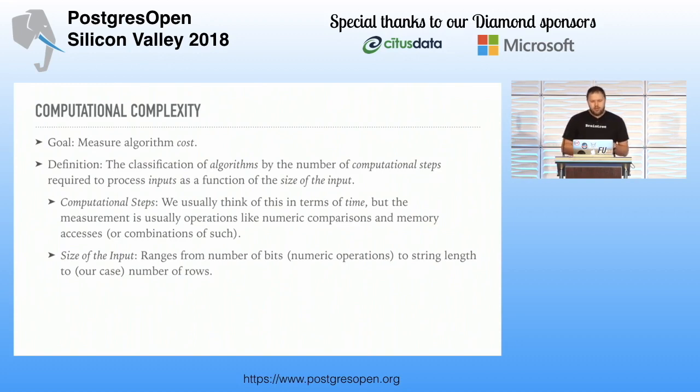Now, a few notes here. We usually think about the number of computational steps of an algorithm in terms of time, like the number of seconds that it takes to execute your query. But in computational complexity as a field, this measurement is usually actually just a number of operations, like the number of numeric comparisons that you make, or the number of times you access memory, or a combination of these kinds of things. Similarly, the size of the input might range from the number of bits, if you're, say, doing an add or a multiply, divide, that kind of thing, to string length, say you're counting the number of characters in a string, or in our case, we're going to define it effectively as the number of rows that you need to access or look at or process.